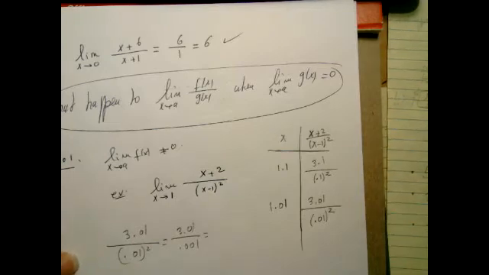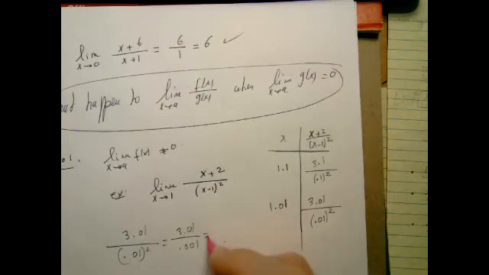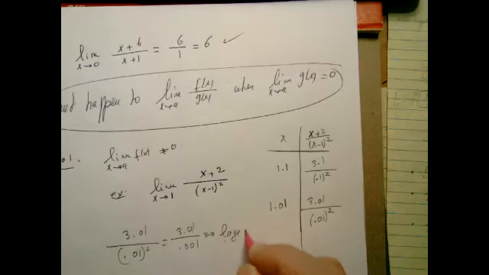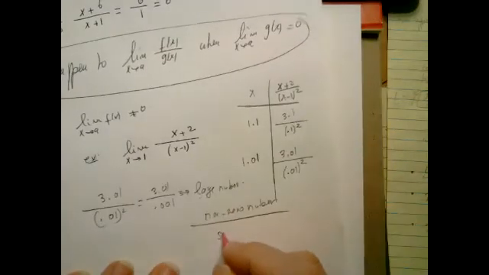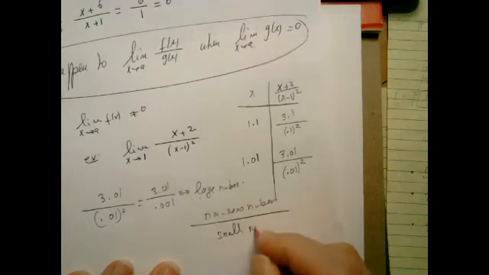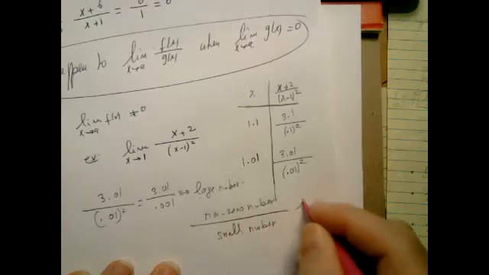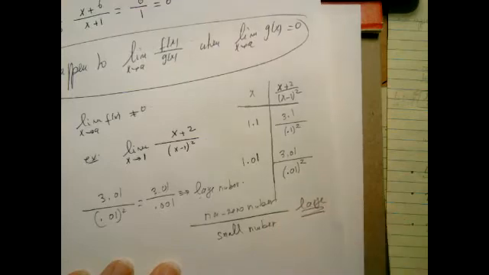Is this a big number or a large number? It's large. So when I'm taking 3 divided by something really tiny, this is going to give me a large number. If you have any non-zero number and you divide it by a very, very tiny number, this is going to give me a very large number.